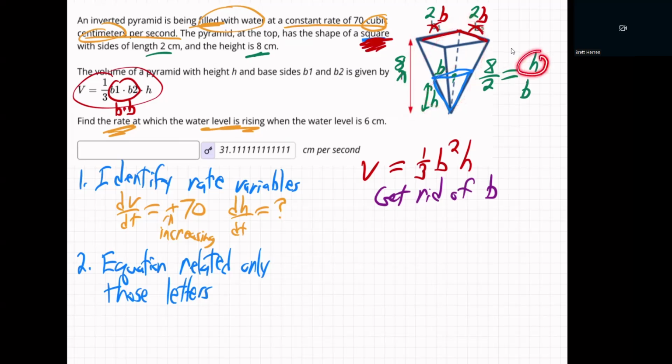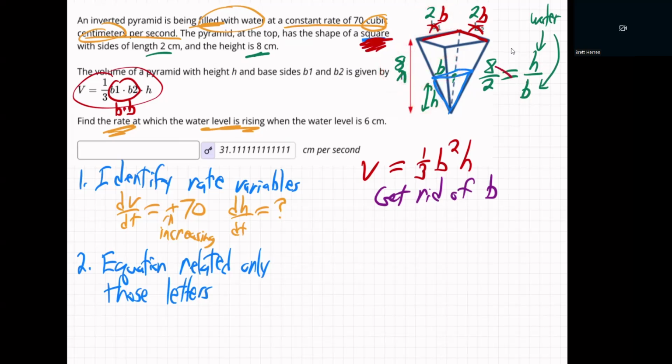When I write H and B, I mean the water height and the water base: the height of the water, the base of the water. So they have to be in the same ratio. 8 is to 2, the overall height to base, as the height of the water is to the base of the water. Okay, so what?